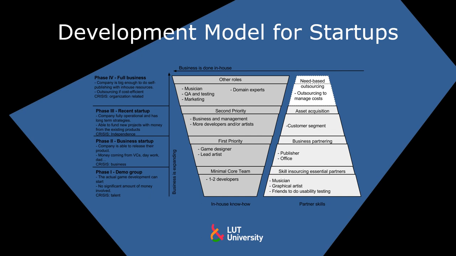So, finally, considering that this is geared towards more advanced startups, there are also stages on which the organizations grow. Usually the minimal core teams and first priority business startups are the sort of companies that have been founded on this course and the courses which are predecessors to this one. And usually it means that if you have a designer, artist, and developers, then you have at least something. The more advanced companies start to spend their own money on music assets, or business management assets, or QA, or marketing, or domain experts. These are the things that the real full businesses do.